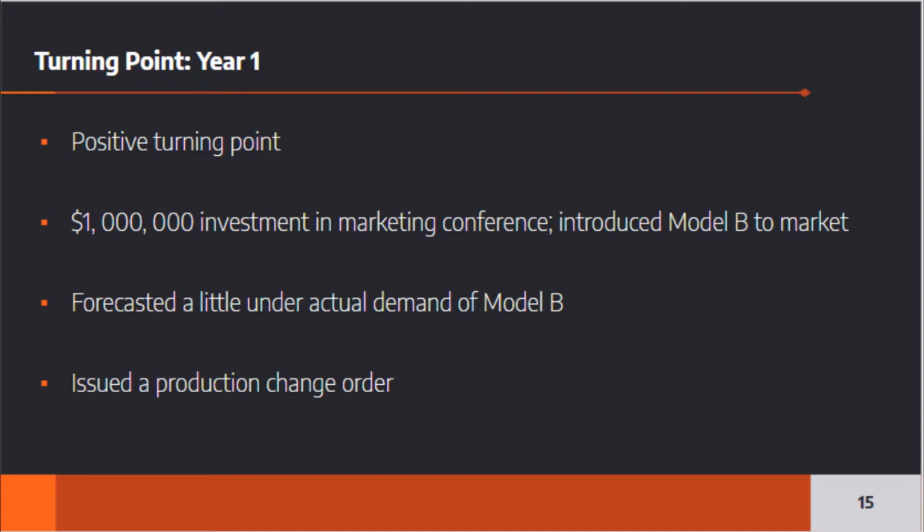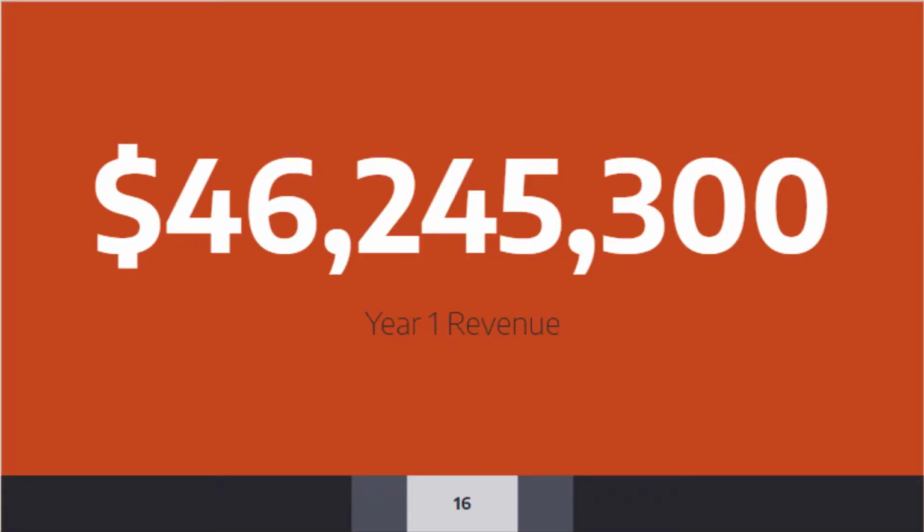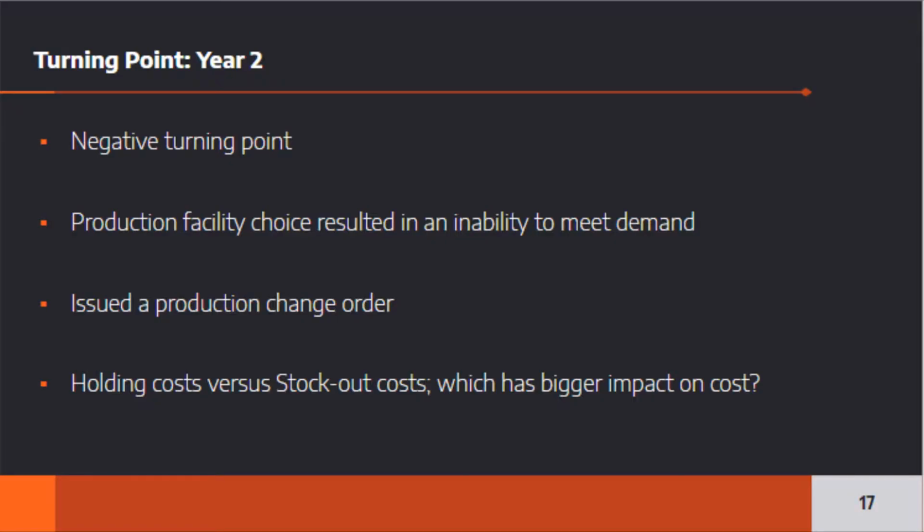Our forecasted demand for Model B was slightly below actual demand, which led to a stockout a lot sooner than we had at all anticipated. This prompted us to issue a production change order to make up for remaining demand, which cost us more money, but we still finished the year strong, making a profit of $46,245,300.